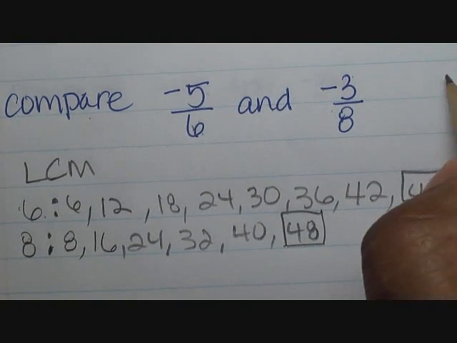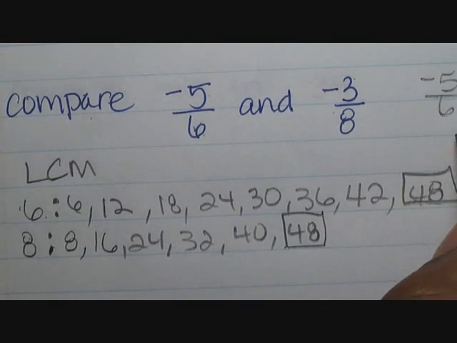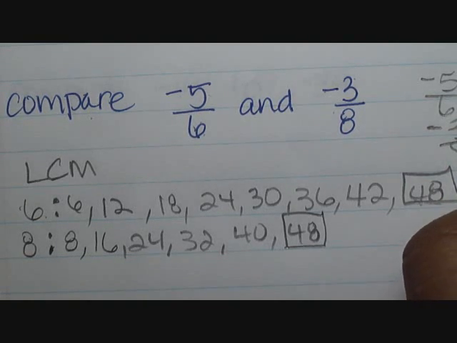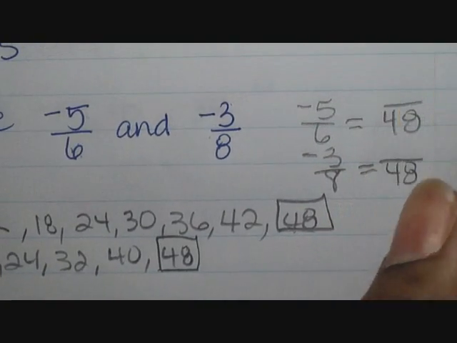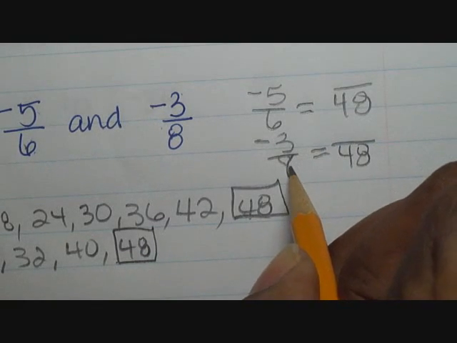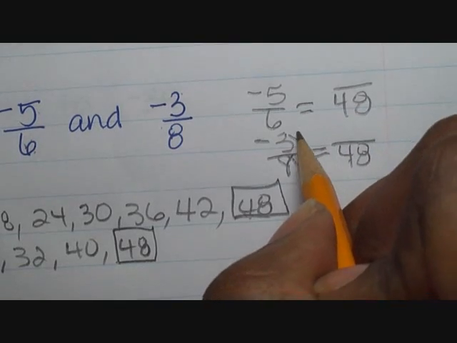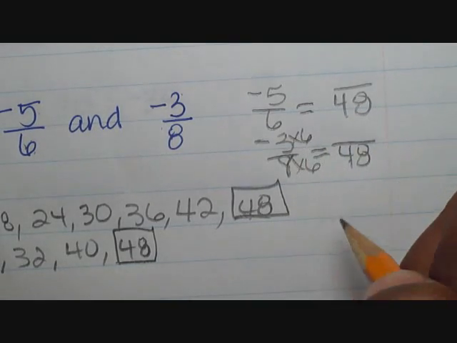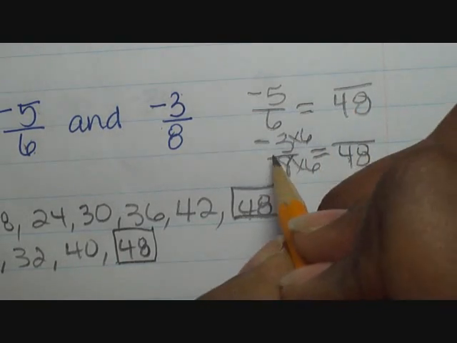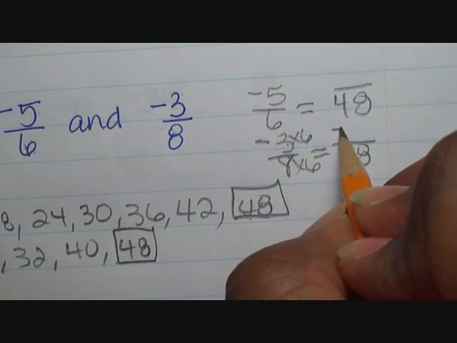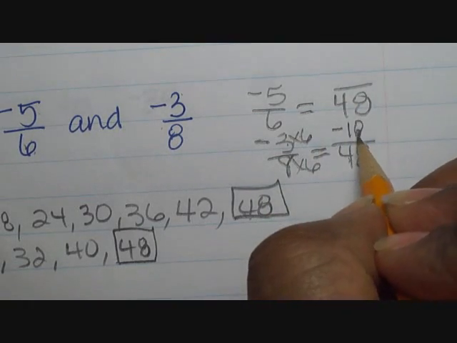Okay, so -5/6 and -3/8. This is going to turn into something with a denominator of 48. And we've all seen this set up before. What I need to do to this 8 to turn it into 48 is multiply by 6. What I do to the denominator, I have to do to the numerator. So 8 times 6 is 48. -3 times 6 is -18.